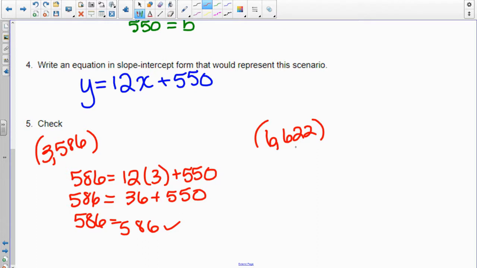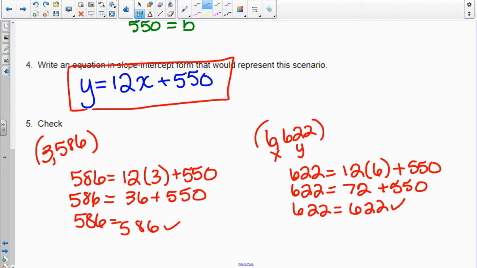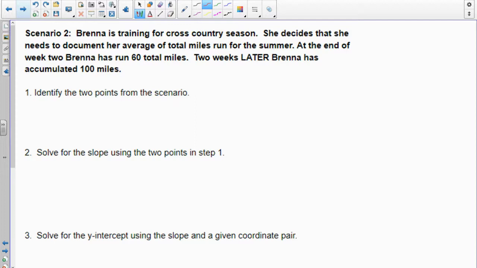And then the second point, y, of course, this time is 622 equals the $12 per 6 weeks plus $550 that we started with. So 622 equals 12 times 6 is 72. Add it to 550. So 622 equals 622. And I can guarantee you that both those points are within that equation. Our next scenario, we have Brianna.